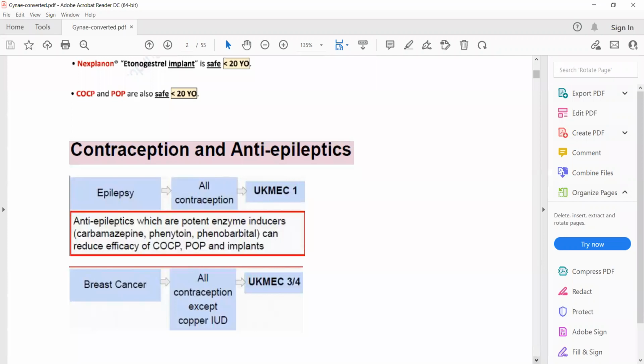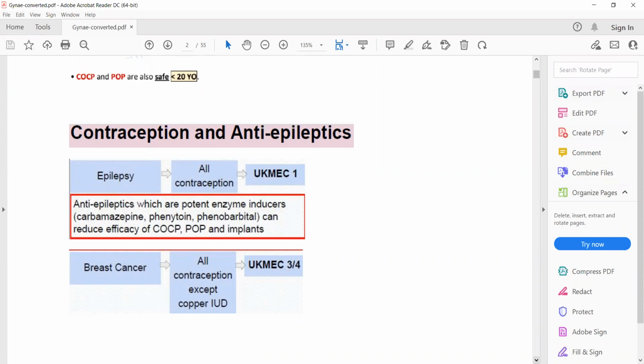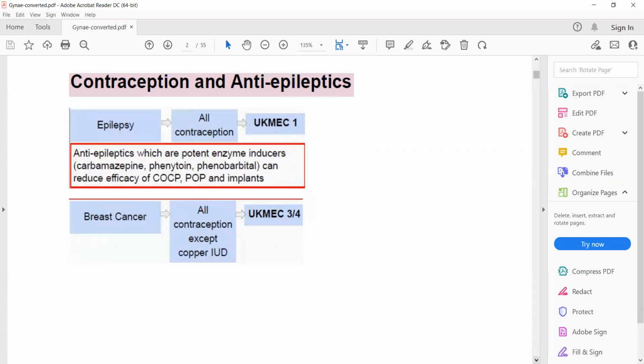Okay, so we have discussed one scenario in which the patient was young or under 20 years of age. Now, a second scenario: a patient who is taking anti-epileptics and she comes to you for contraception. Then what things do you need to consider before prescribing contraception to a non-epileptic patient who is taking anti-epileptic medications?